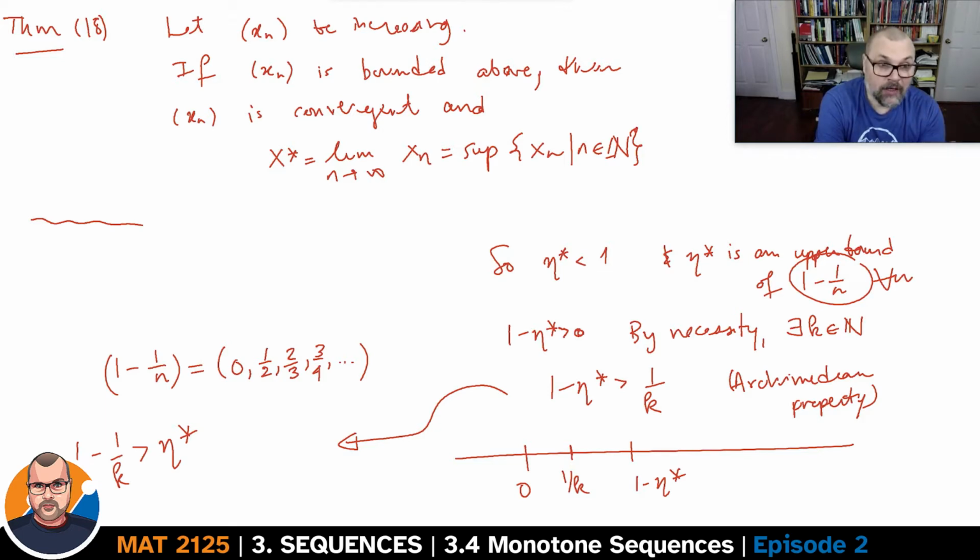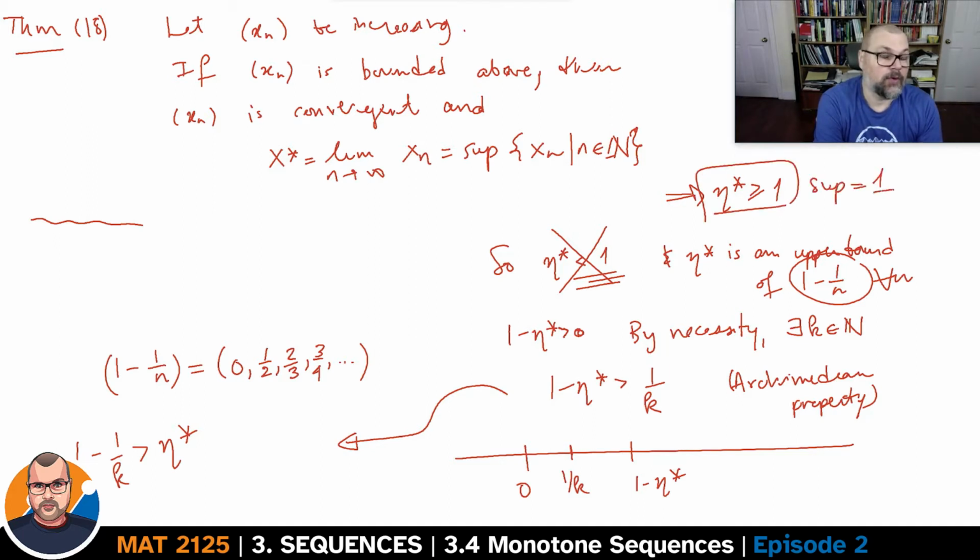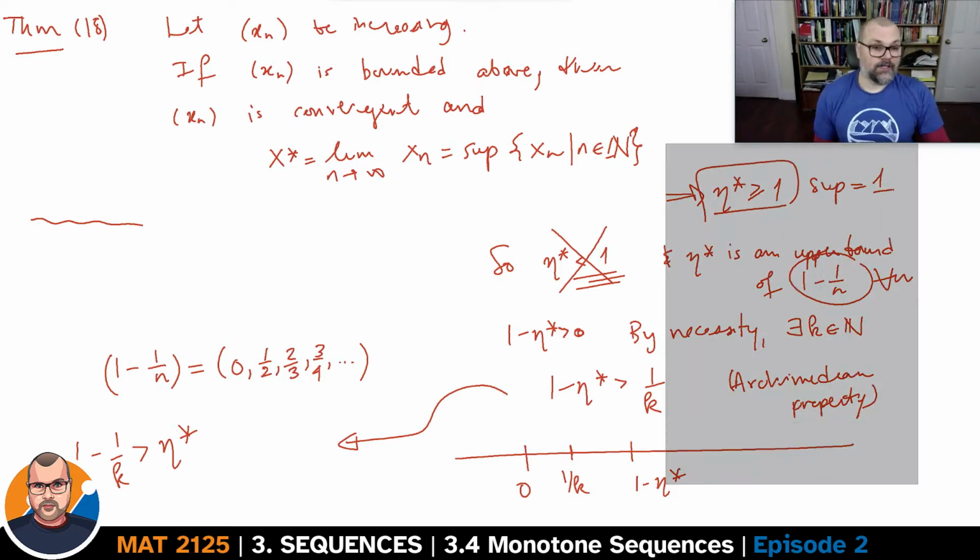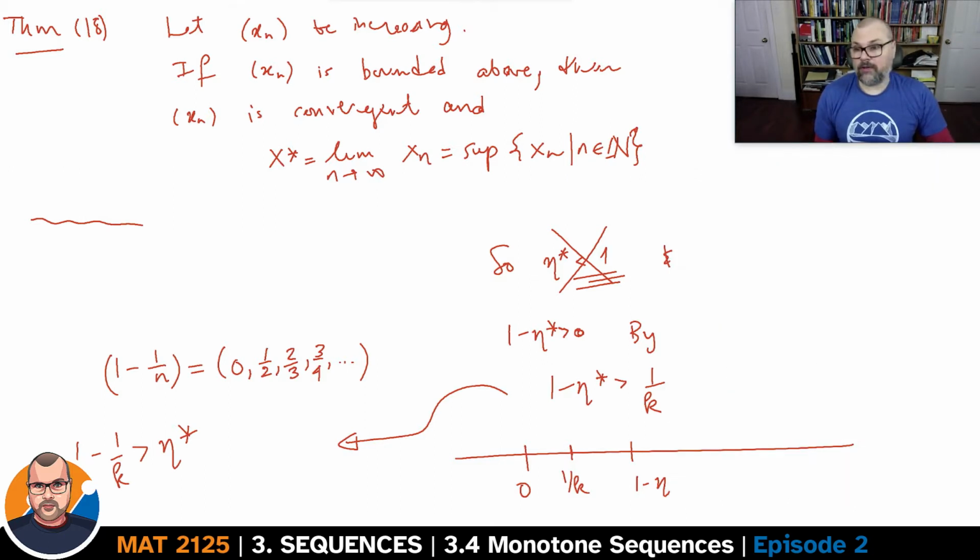So if eta star is an upper bound, it cannot be strictly smaller than 1. It has to be equal or greater than 1. And we know that 1 is already an upper bound. There's only one possibility here. The supremum is equal to 1. If it was greater than 1, it would be larger than one of the upper bounds, which is itself the value 1. So this example is done with.